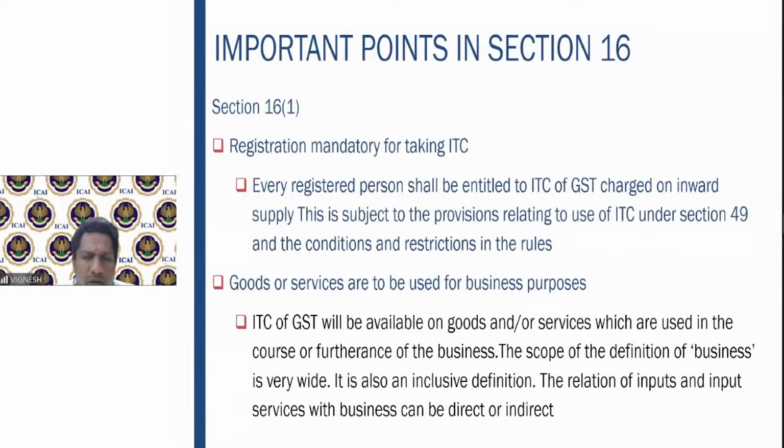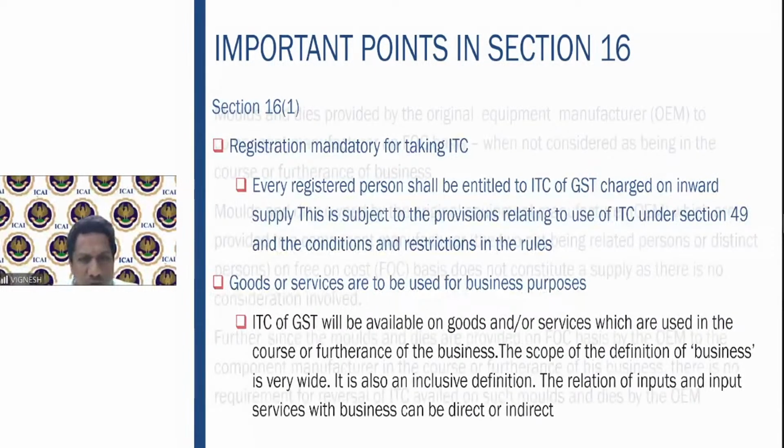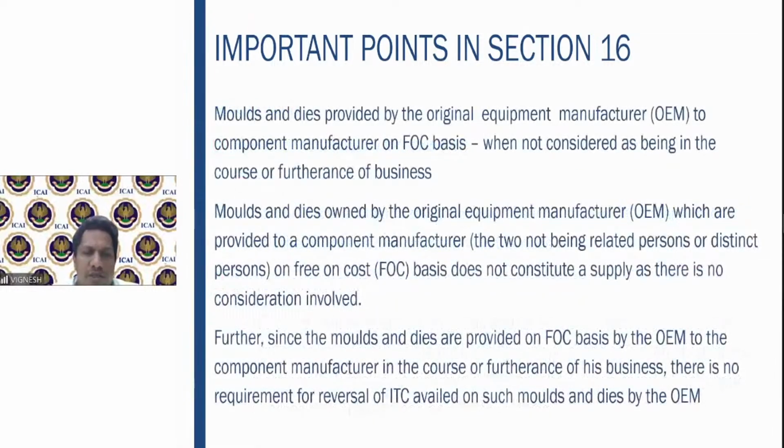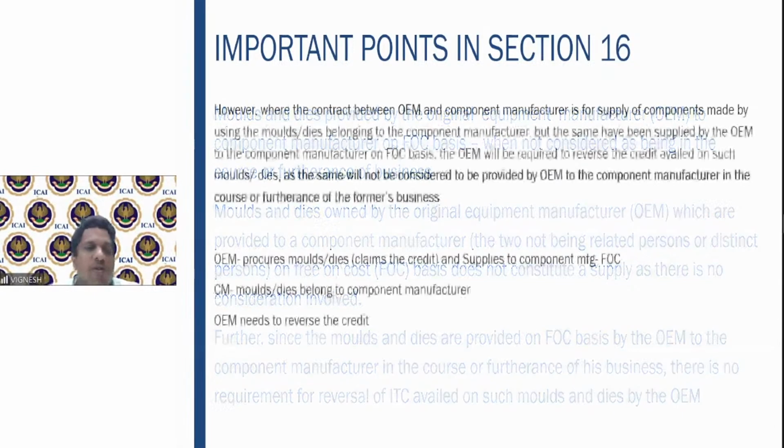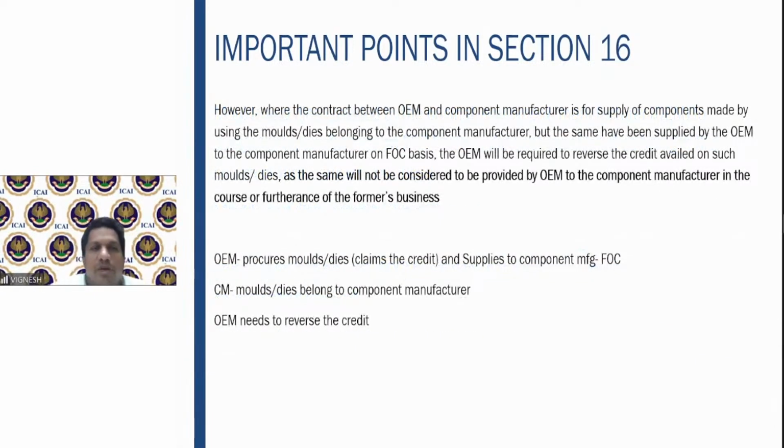Therefore, important conditions in brief: you have to take the registration for taking the input tax credit. You have to use the goods and services for business purpose. Then there is also clarification with regard to molds and dies provided by original equipment manufacturers to component manufacturers. Wherever the molds and dies are owned by the manufacturer and provided to the component manufacturer on a free of cost basis, it is not a supply as there is no consideration involved. Since it is provided in the course of business, there is no requirement of reversing the input tax credit.